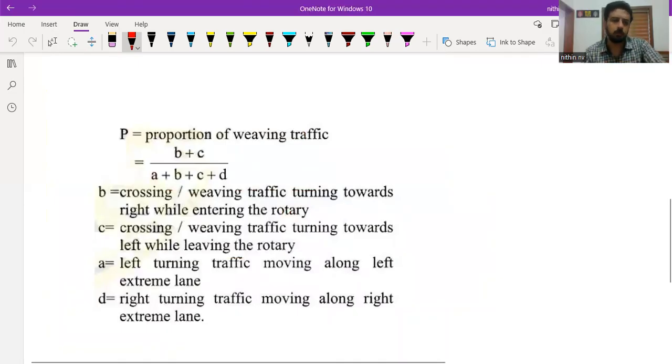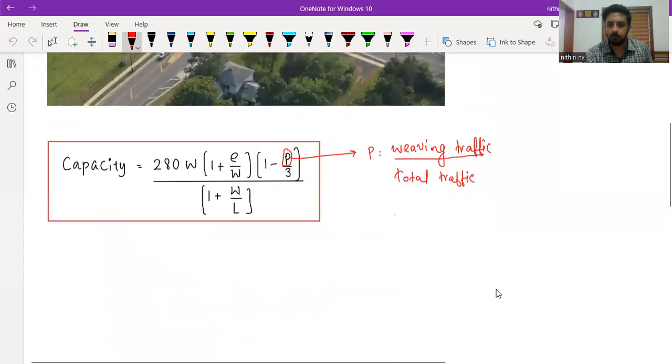But we are not going to follow this particular equation to calculate. Definitely it's going to give you a lot of confusion. In this, the B plus C term in the numerator is nothing but our weaving traffic, and the summation of A, B, C, D is nothing but our total traffic. So that's what we have written here, weaving traffic by total traffic.